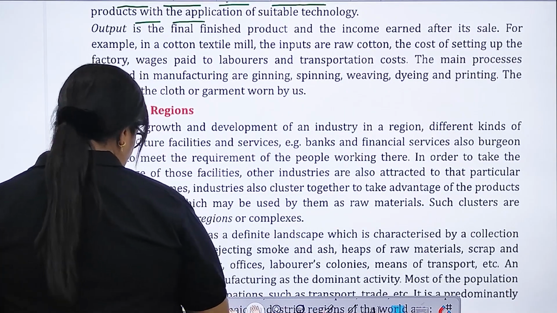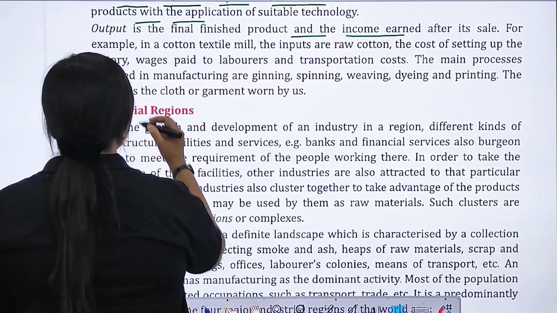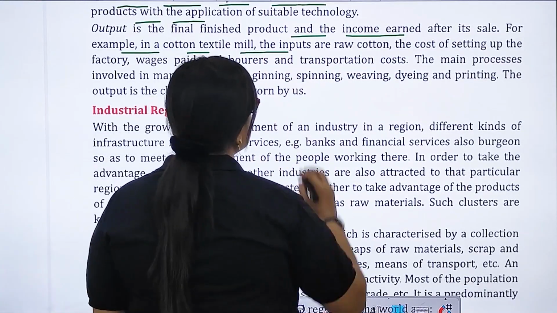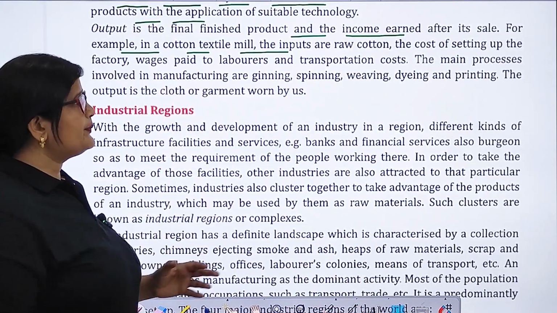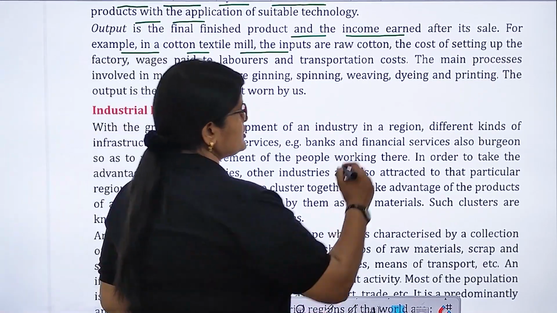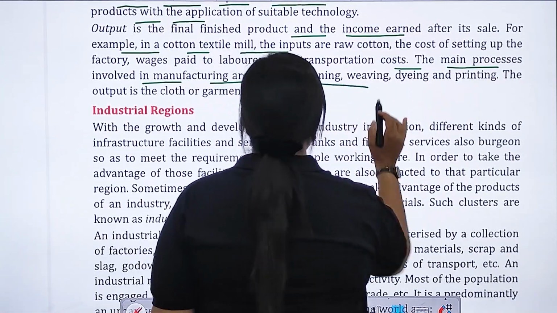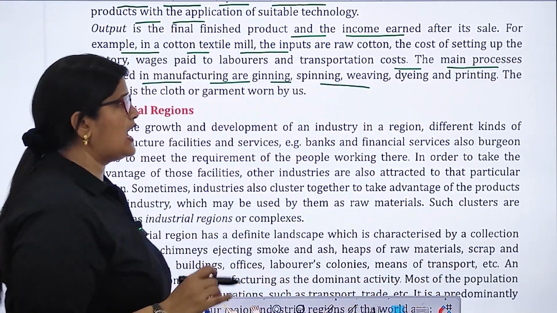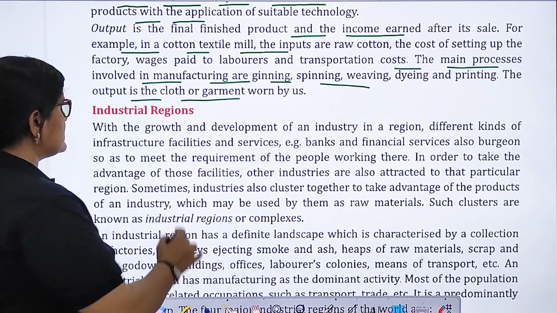Output is the final finished product and the income earned after its sale. For example, in a cotton textile mill, the inputs are raw cotton, the cost of setting up the factory, wages paid to laborers, and transportation costs. The main processes involved in manufacturing are ginning, spinning, weaving, dyeing, and printing. So the output is the cloth or garment worn by us.